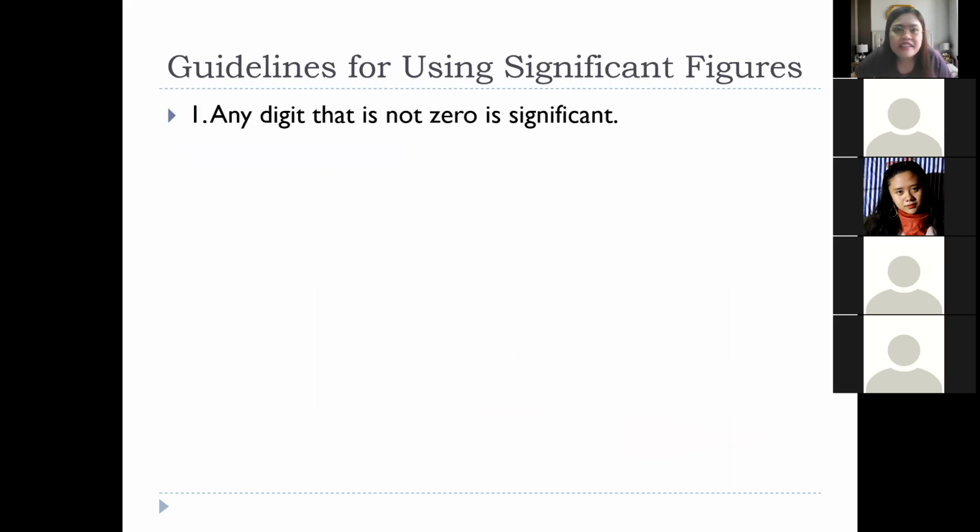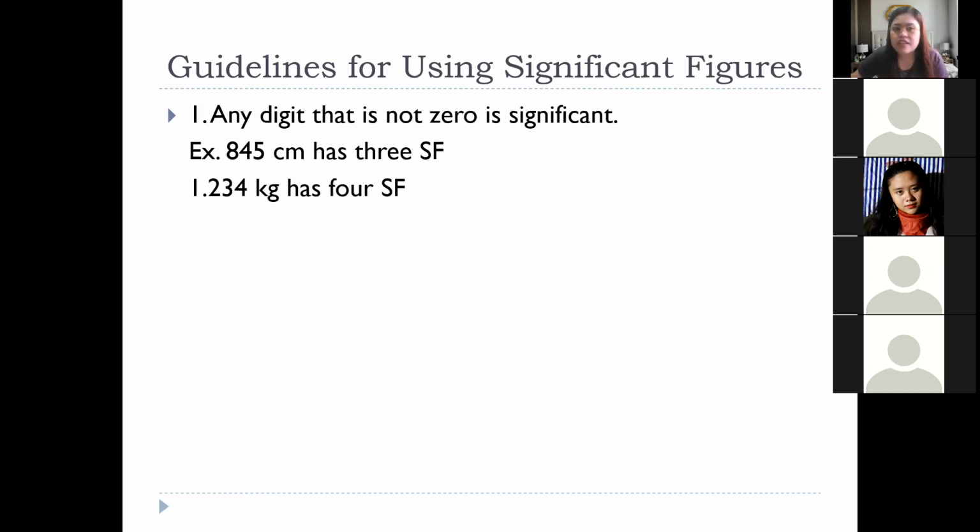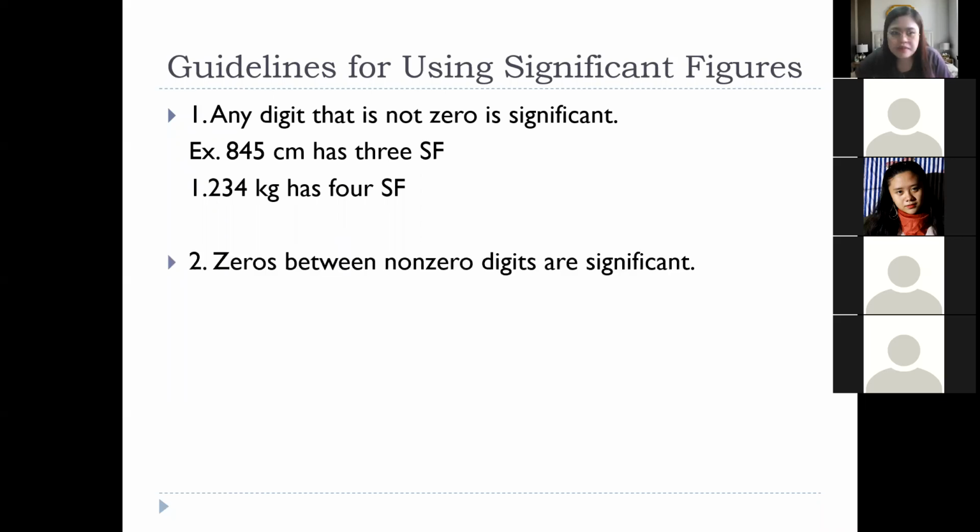Number 1, any digit that is not 0 is significant. So do not forget, the numbers from 1 to 9, they are all significant. So for example, you have there 845 centimeters. All of them are non-zero digits. Thus, they are all included in the counting of the significant figures. So we have there 3 significant figures. That is also true for the second given, even if you have there the presence of the decimal point, but since they are all non-zero digits, they are all significant. So we have there 4 significant figures for the 1.234 kilograms.